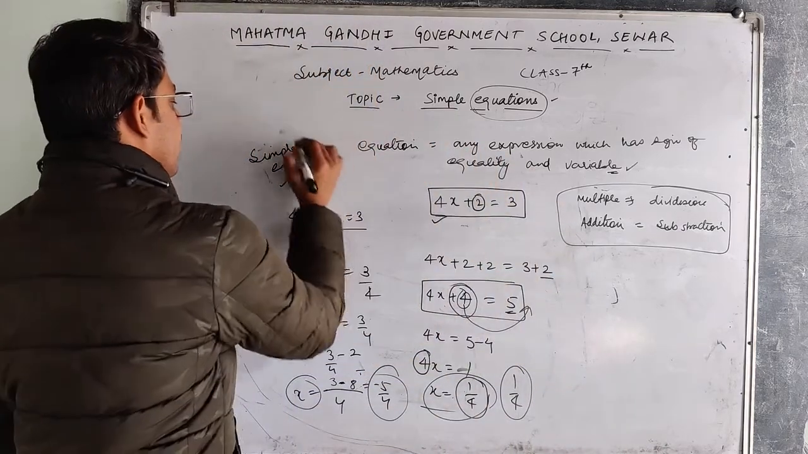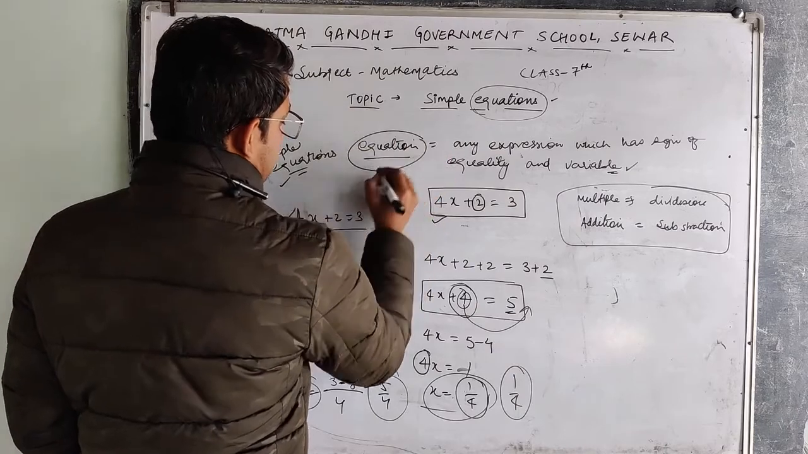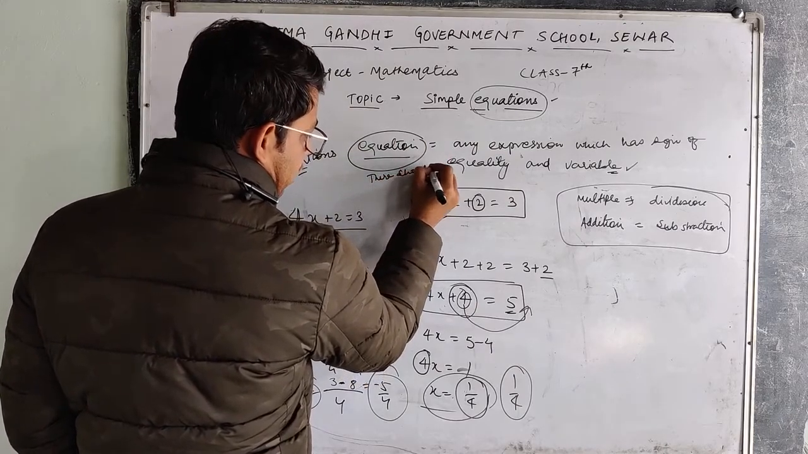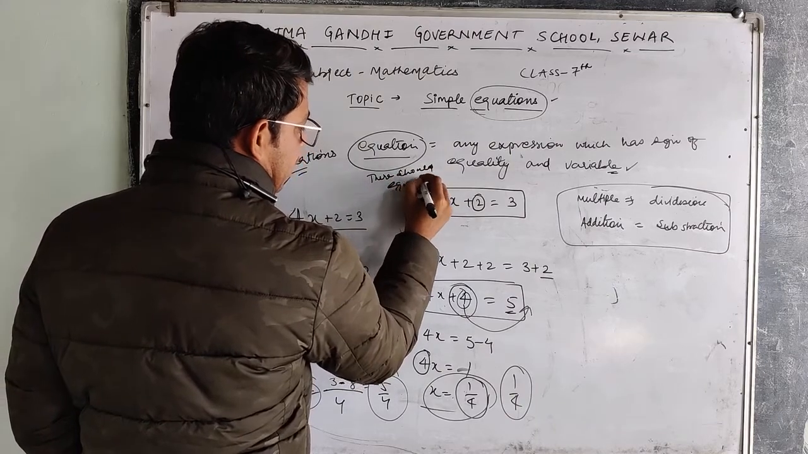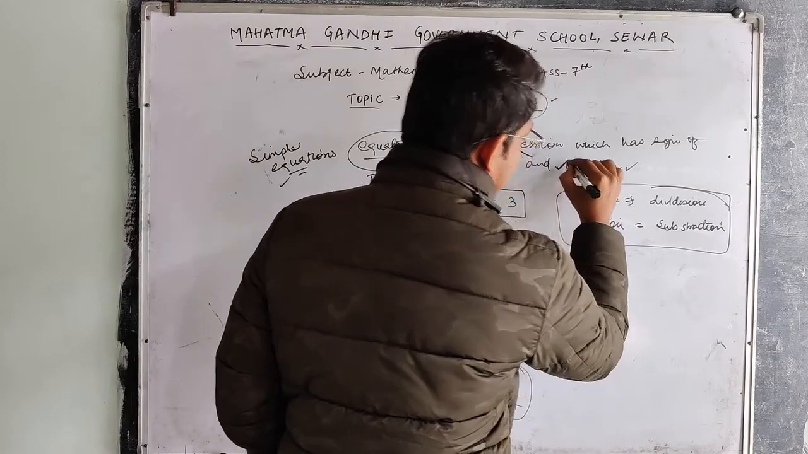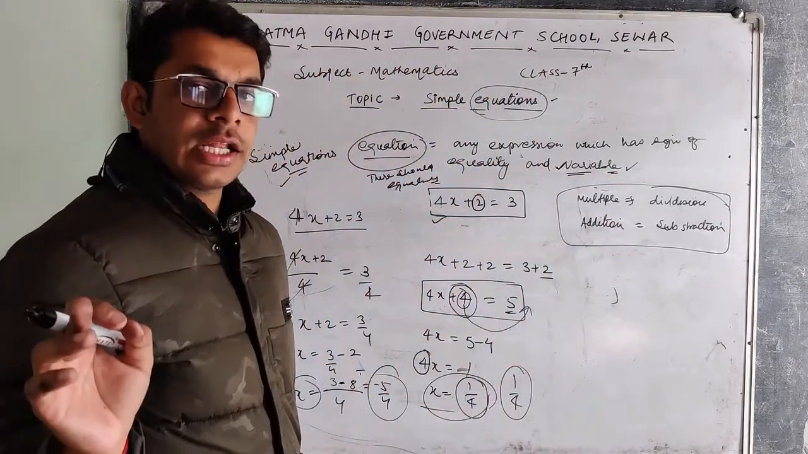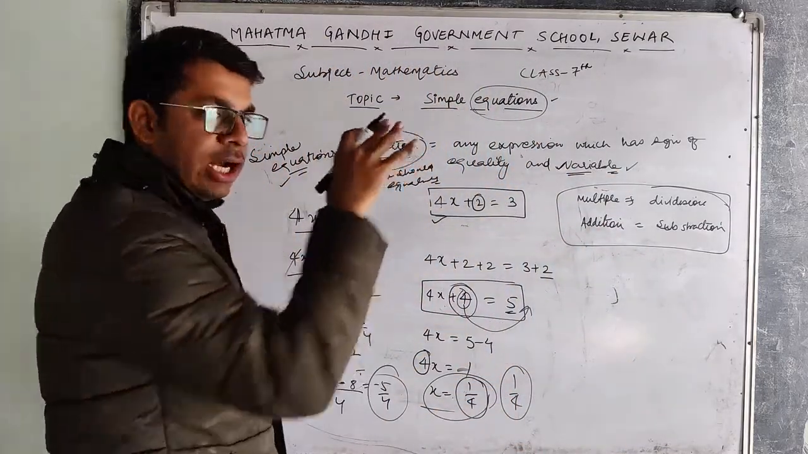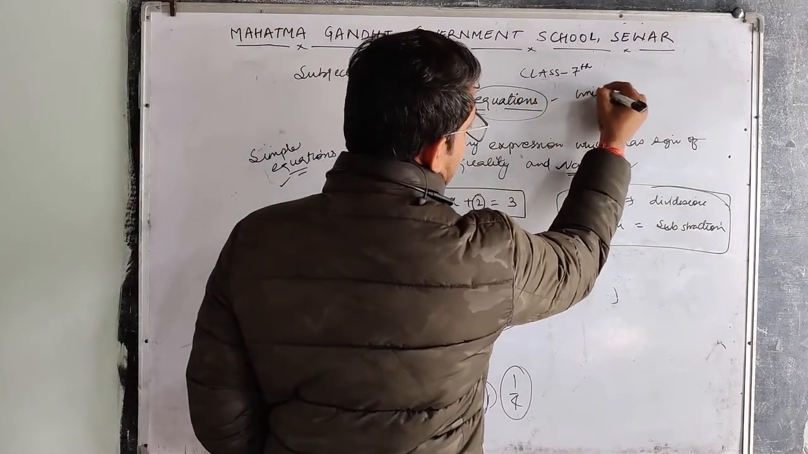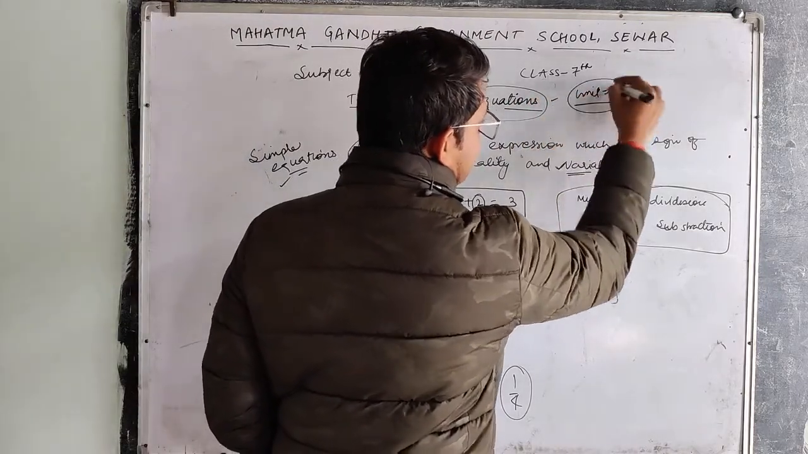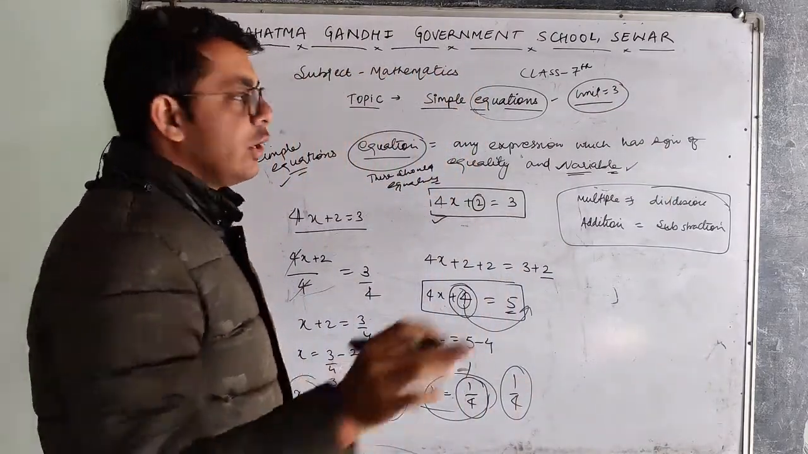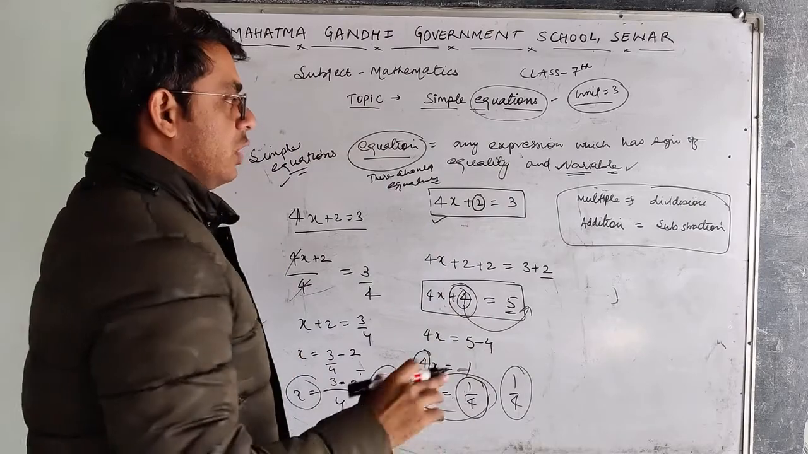So in an equation there are two things. There should be a sign of equality and there should be a variable. So these are the topics in this unit 4 only. The rest are excluded from the syllabus for session 2020 and 21 due to COVID. This is the new syllabus.